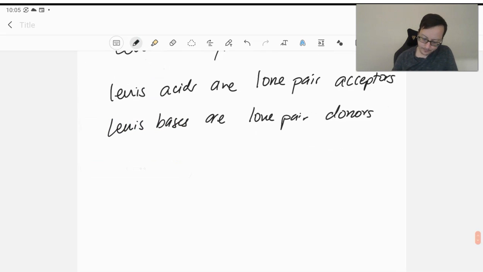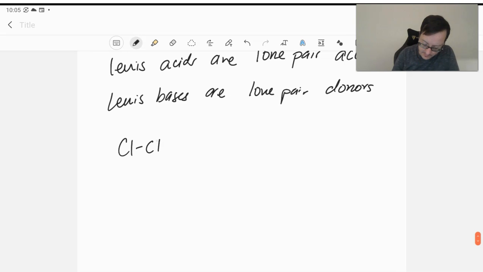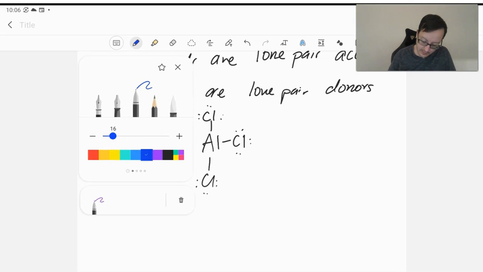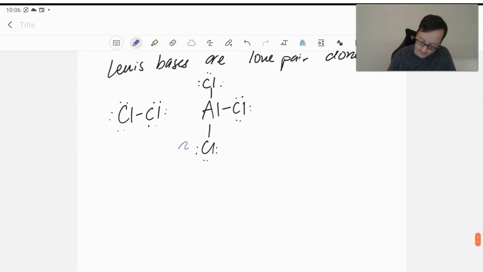For example, what my OChem students are learning last week, or 2 weeks ago maybe, concerns the following. We notice that the aluminum here, although we may not be familiar with drawing Lewis structures for ionic compounds, the aluminum chloride, we have an empty p orbital here on the aluminum. It only has 6 electrons. So we have an empty p orbital.